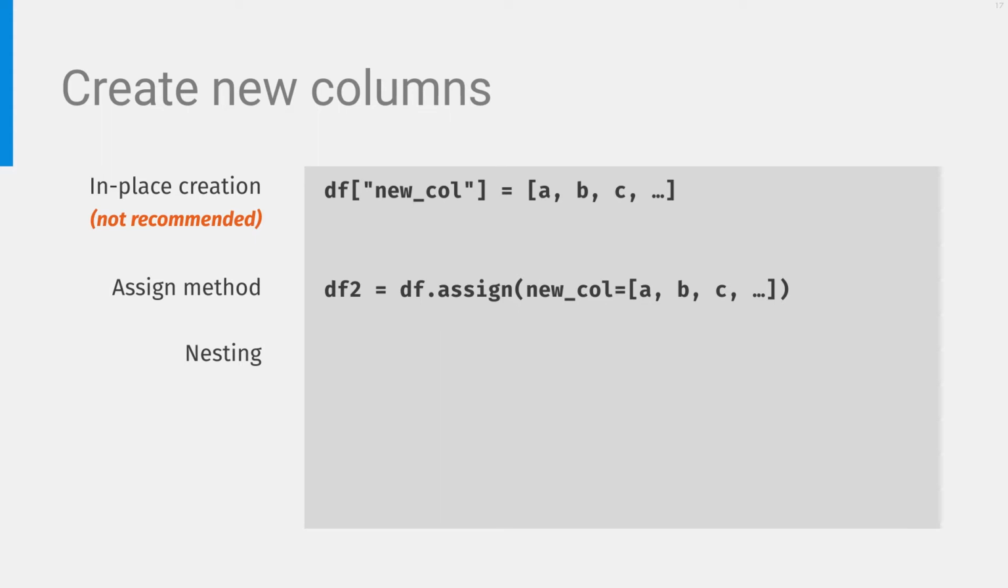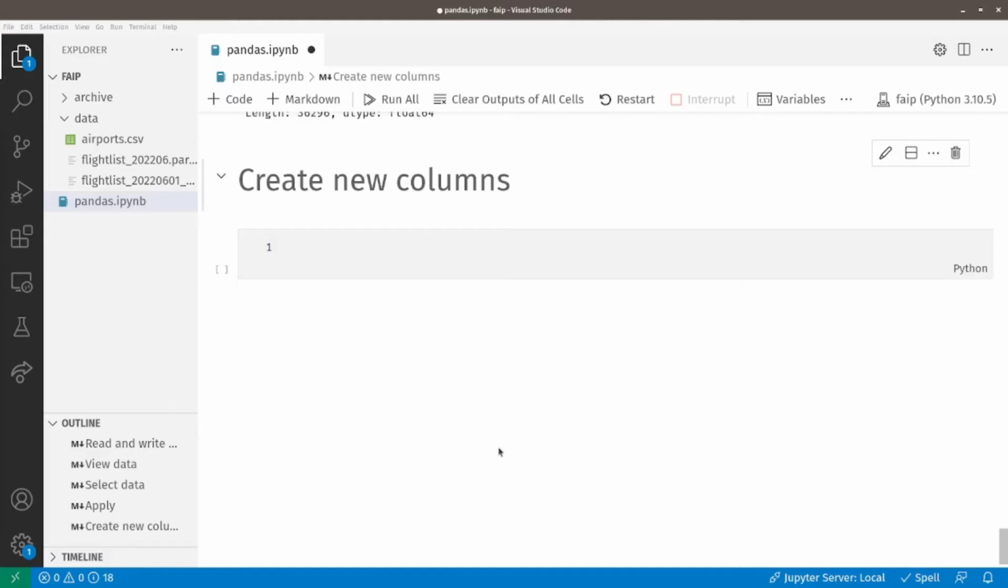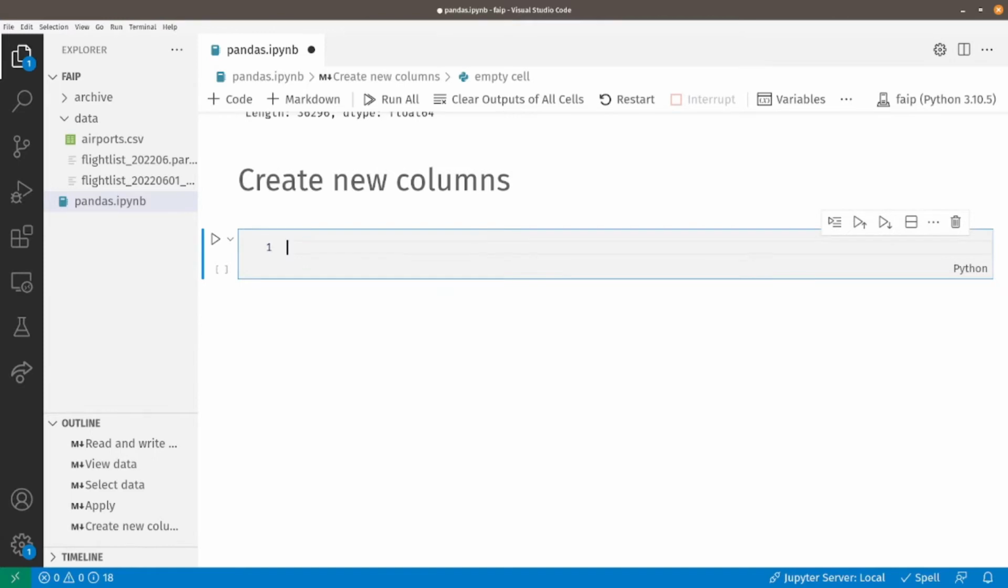Here, the assign method always returns a new data frame object. And if you're aware of functional programming, this is a very nice thing to have. And it can be nested to create more elegant code. One of the direct use cases is to create new features based on combinations of existing features. In Pandas, this translates to the creation of new columns in a data frame.